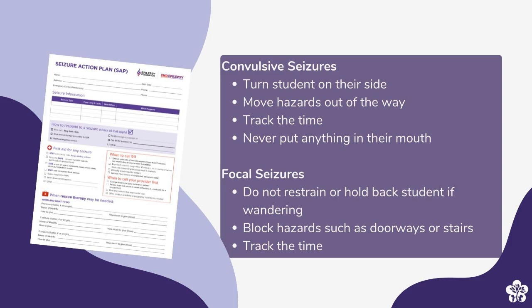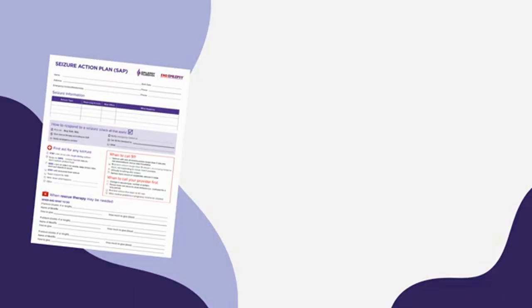The first aid for a focal onset with impaired awareness seizure, also known as a complex partial seizure, is also straightforward. Please make sure that you do not restrain or hold back the student if they begin wandering. You can protect them by blocking hazards such as doorways or stairs. Remember to track the time as well. 5 minutes becomes a medical emergency. Finally, it is important to know and follow the seizure action plan for appropriate emergency protocol.